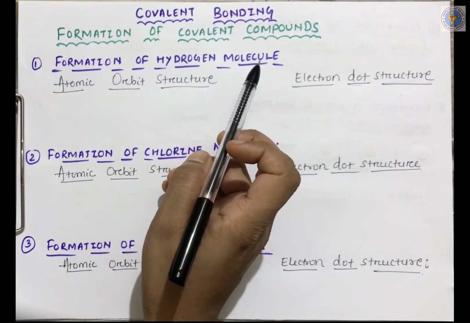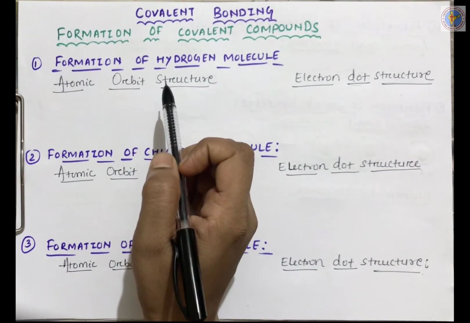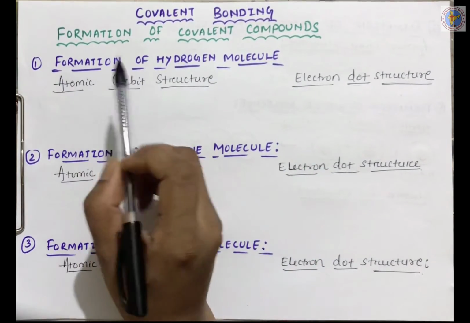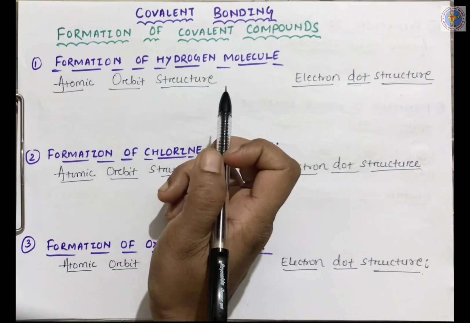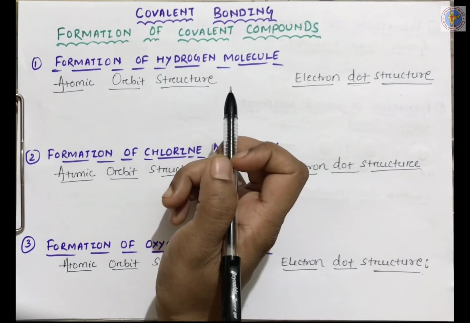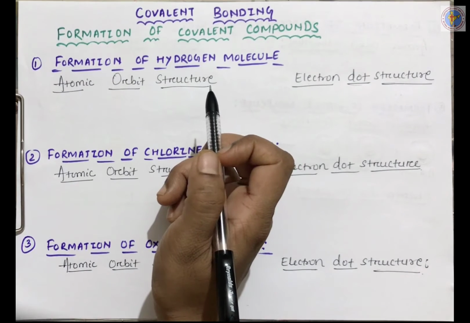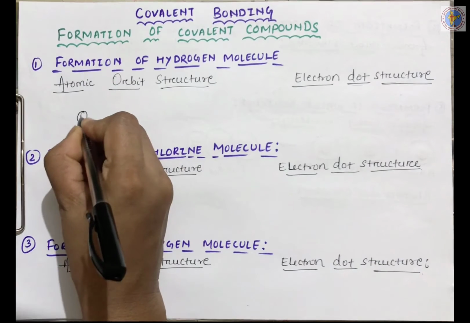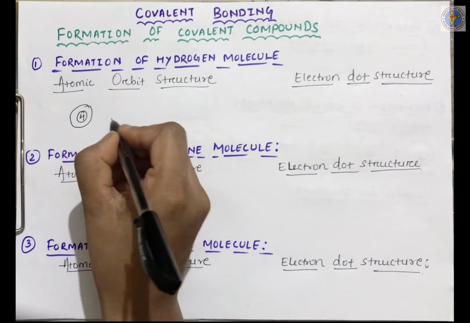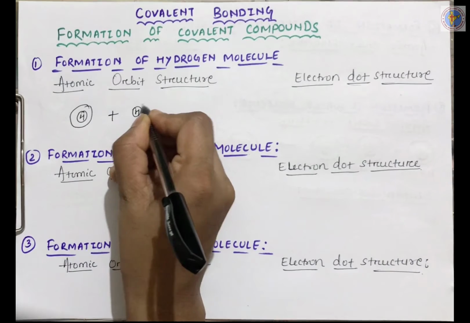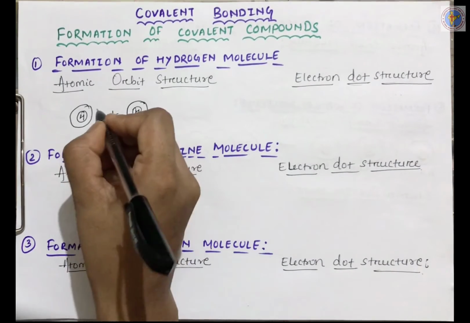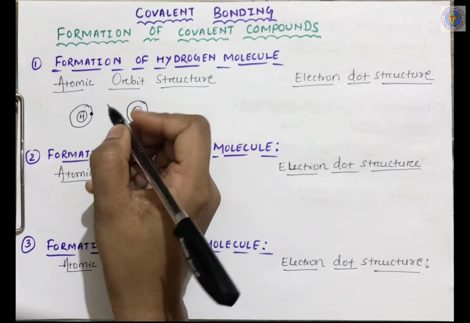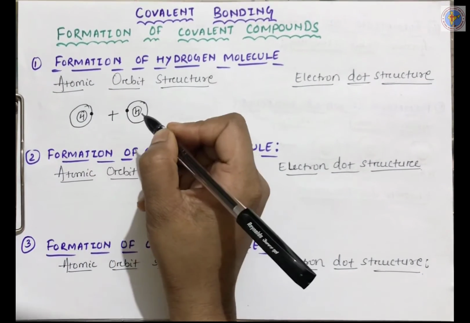Formation of covalent compounds. Children, here also we are going to draw the atomic orbit structure and electron dot structure. Let us learn the formation of the hydrogen molecule. In the formation of a hydrogen molecule, you need to take 2 hydrogen atoms. So this is your nucleus, this is your first hydrogen atom, and here also H, this is your second hydrogen atom. You know very well that 1 electron is present in the outermost shell of hydrogen. So here also 1 electron is present.